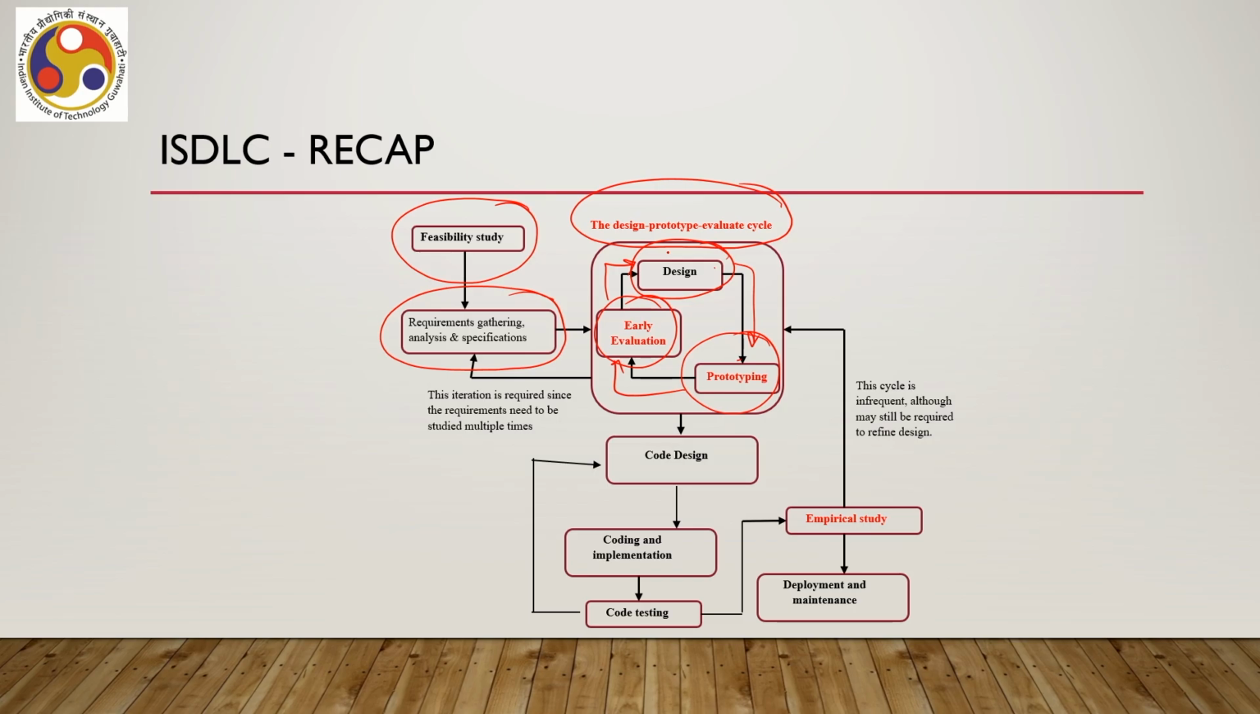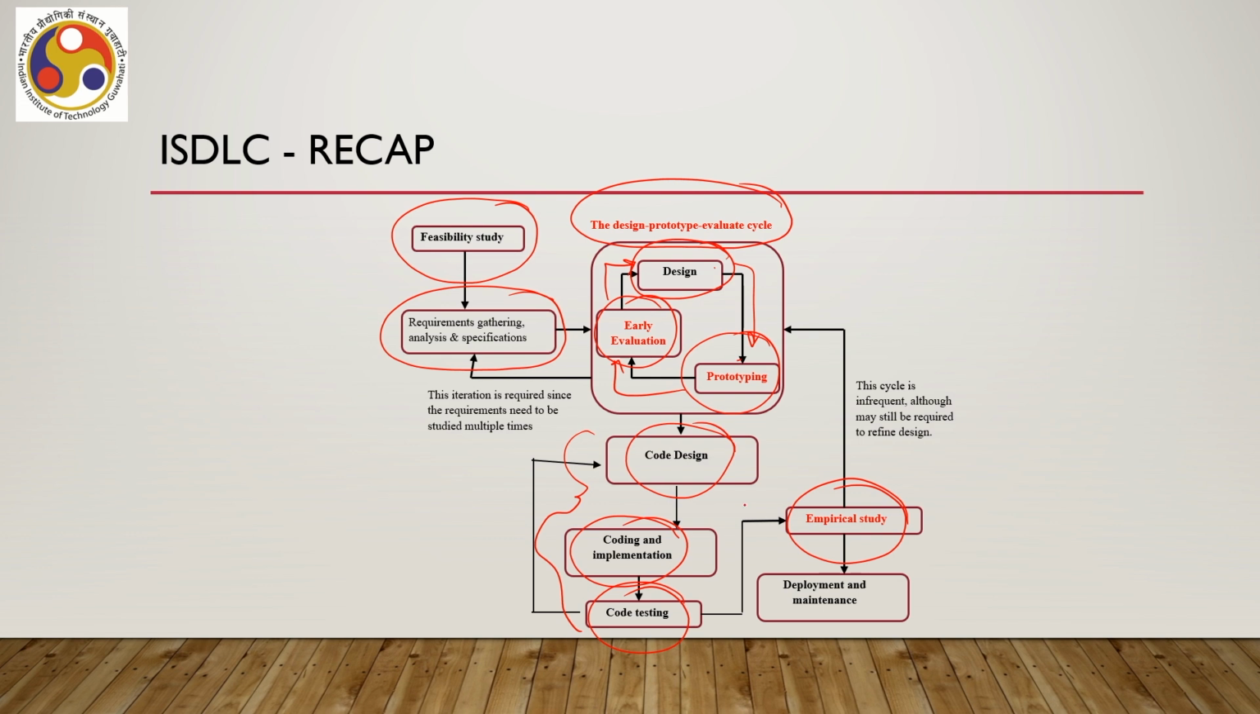Now, once the design, prototype, evaluate cycle stage gets over, we move to the code design part, then coding and implementation part, and finally code testing part. So, these three are standard software development stages. So, there is nothing special or nothing distinct between the code design, evaluation and implementation as in interactive system as compared to any other software system. So, we are not focusing much on these three stages. Once the code testing is done and we know that the code is bug free or it runs smoothly, we go for empirical study or usability evaluation stage.